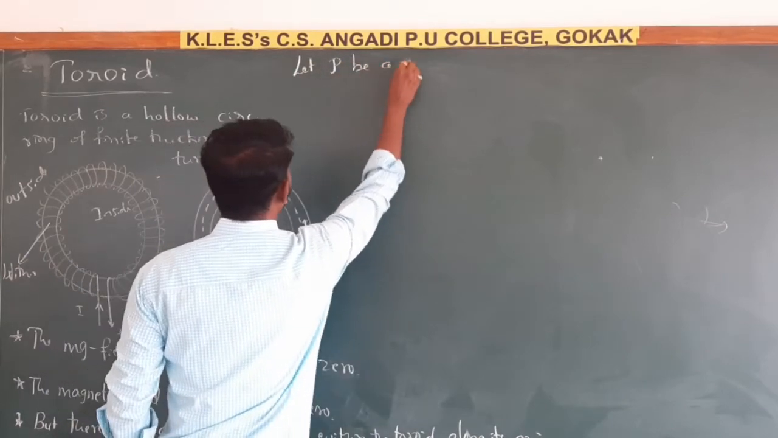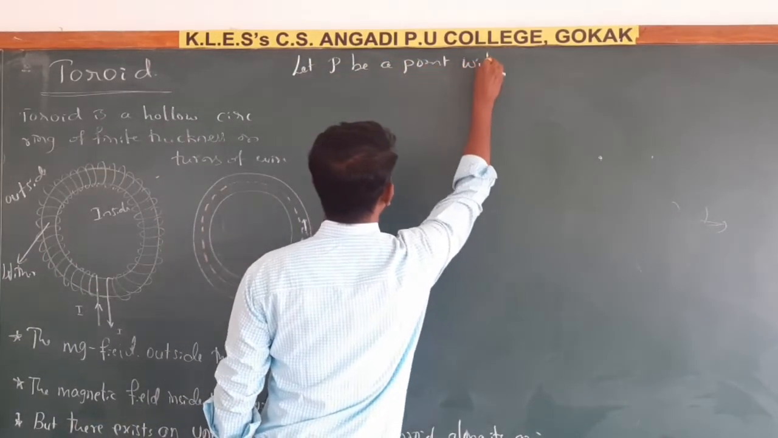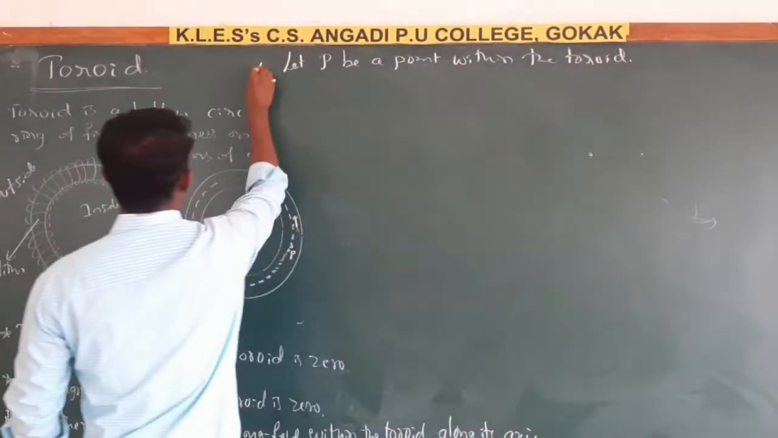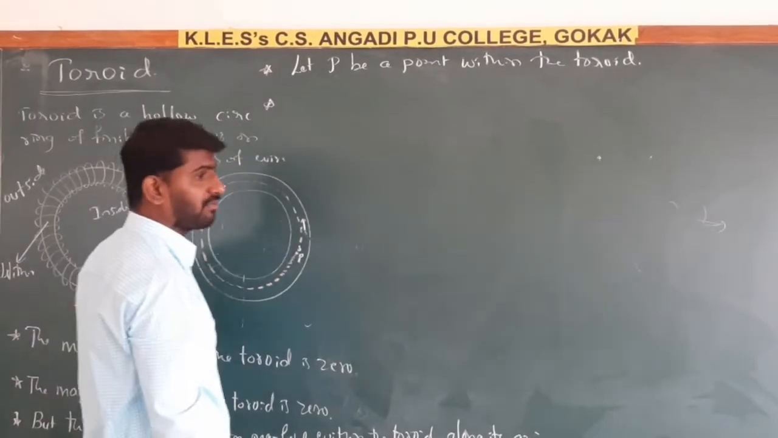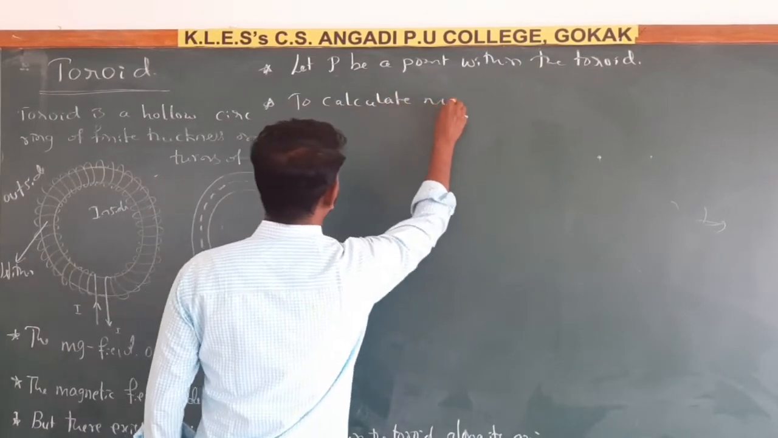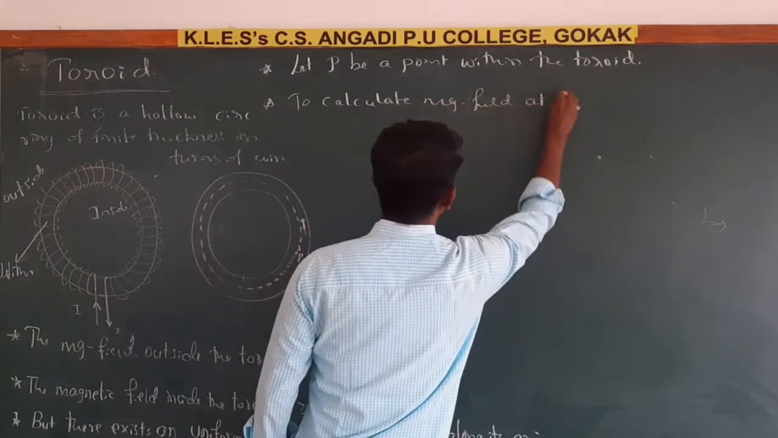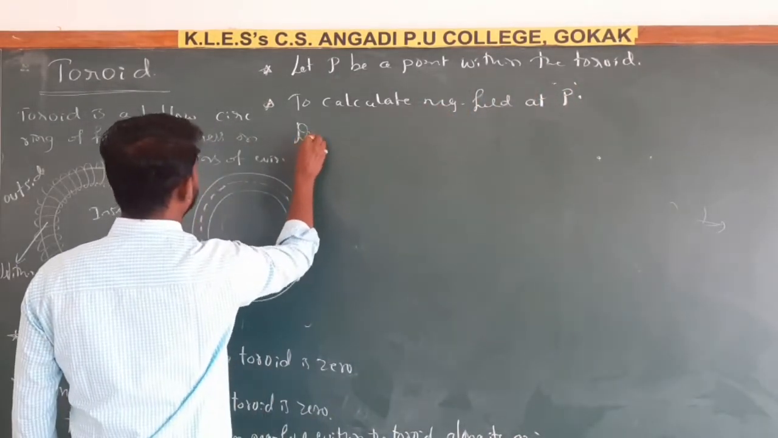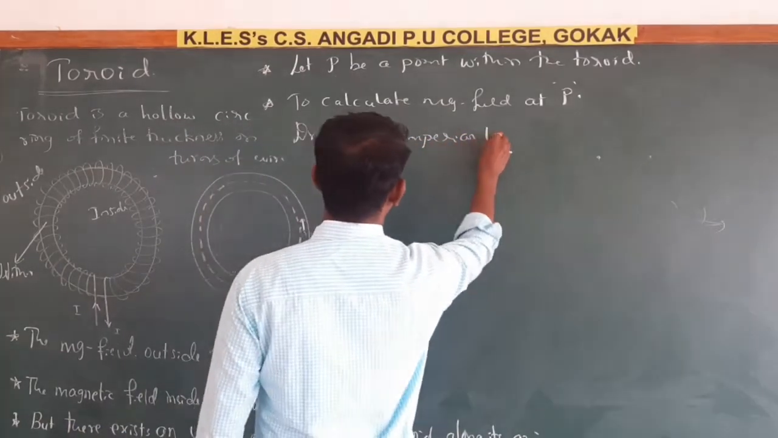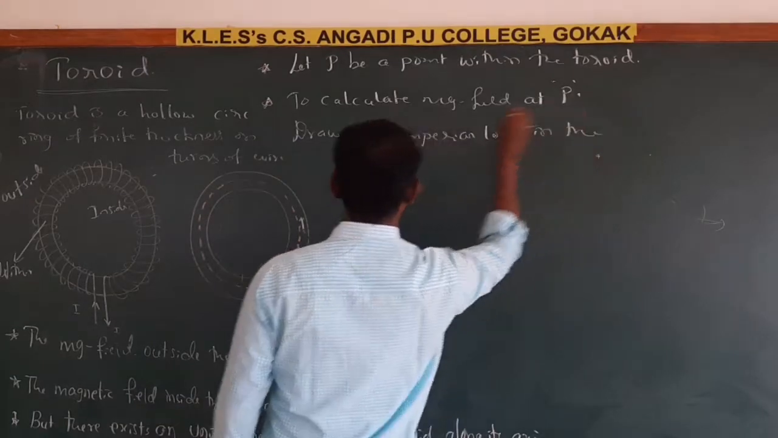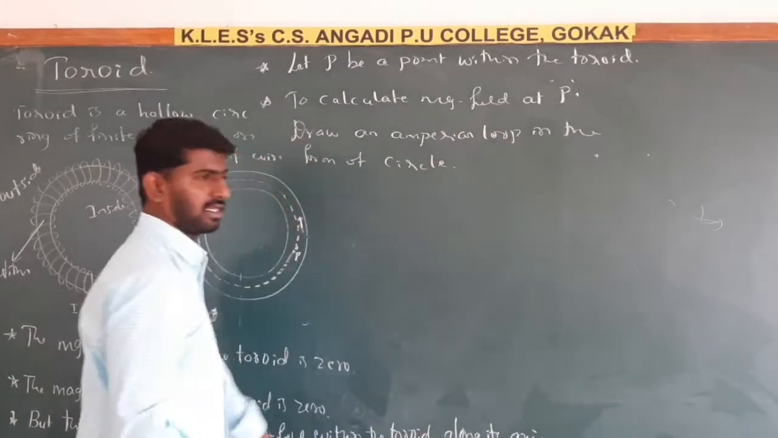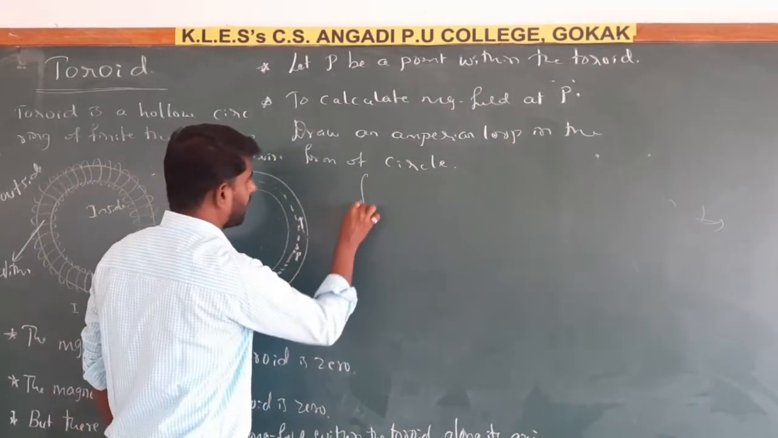Let P be a point within the toroid. To calculate the magnetic field at P, what do we do? Draw an Amperian loop in the form of a circle. Then we can apply Ampere's circuital law.